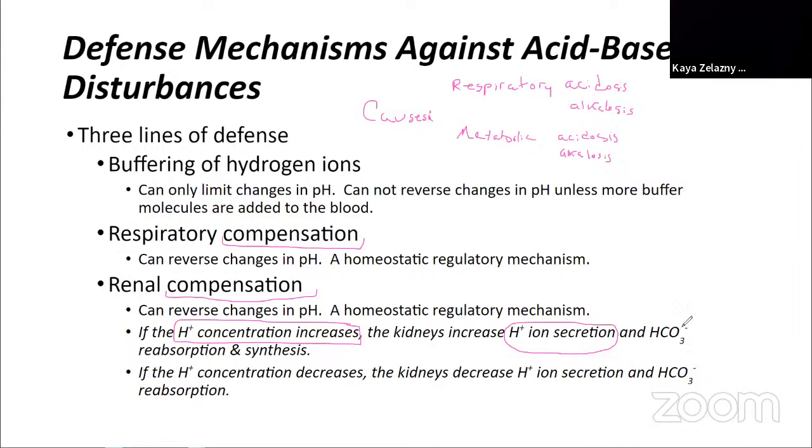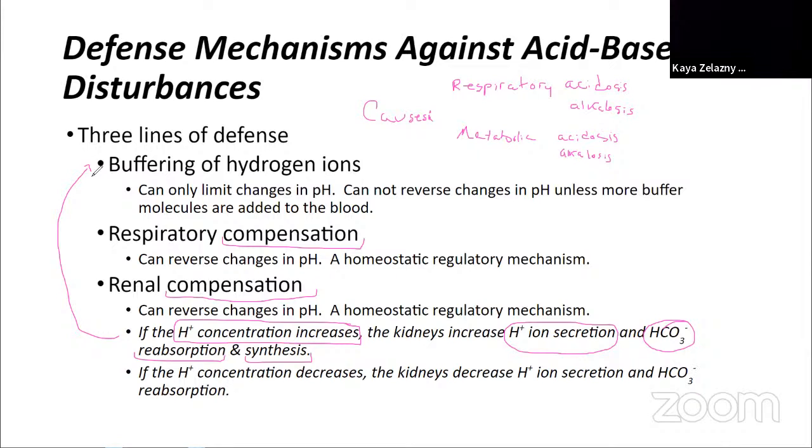The other thing we can do is add more buffer. The way we would add buffer is by reabsorbing it or by making it. So reabsorption or synthesis would bring more bicarbonate into the blood, which would then loop back up and help us buffer the blood.